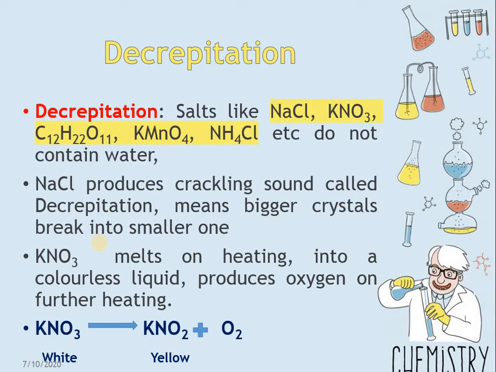On the other hand, if you heat the crystals of potassium nitrate, it will first melt into a colorless liquid, and then if you further heat it, it will produce oxygen, which you know how to check, it rekindles a glowing splint, and now you will get potassium nitrite, which is a yellow colored liquid. So there is a color change also from white to yellow. Here both the substances, NaCl and KNO3, do not contain water of crystallization, and the same goes for the other three: sugar, potassium permanganate and ammonium chloride.